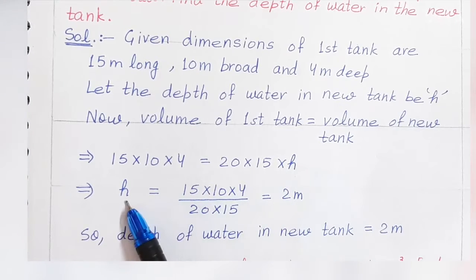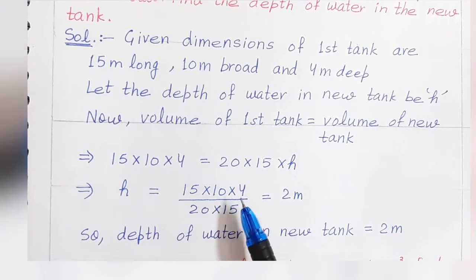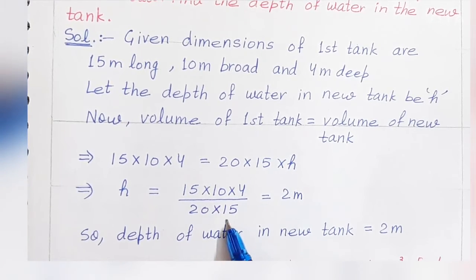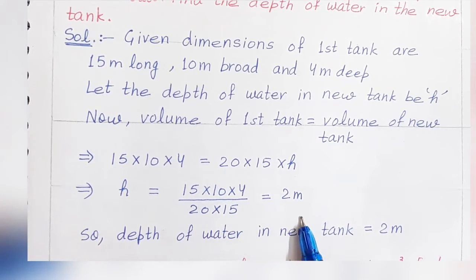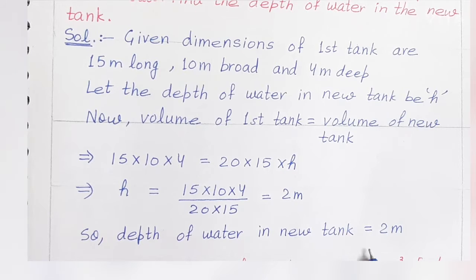So, height will be equal to 15 into 10 into 4 upon 20 into 15. So after cancelling the terms, we will get height as 2 meter. So depth of water in new tank is 2 meter. I hope it is clear to everyone now.